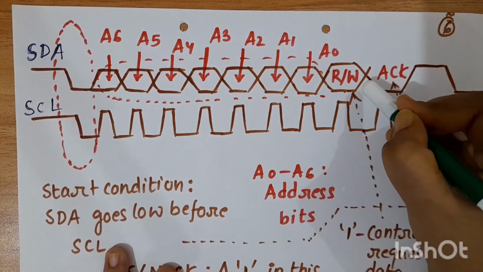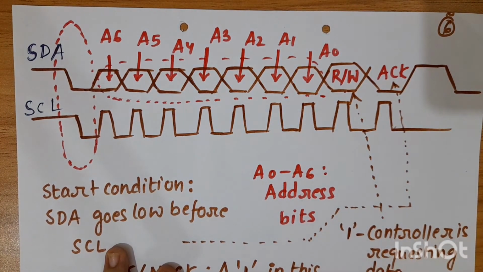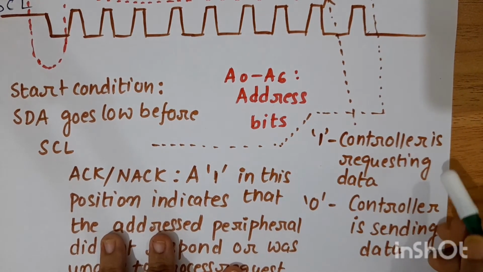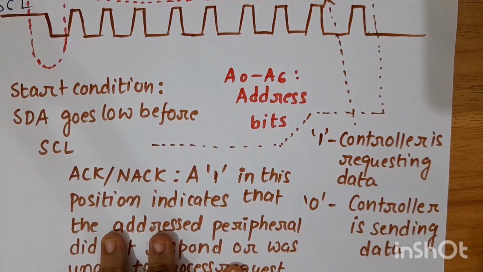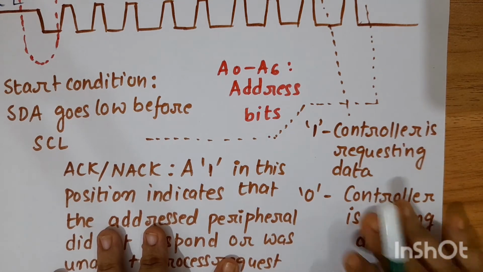If it is low, that means write condition. If it is high, that means read condition. I have written that: 1 means the controller is requesting data, that is, the master is requesting data, read condition. Or 0 means the controller is sending data, that is, the master is sending data.